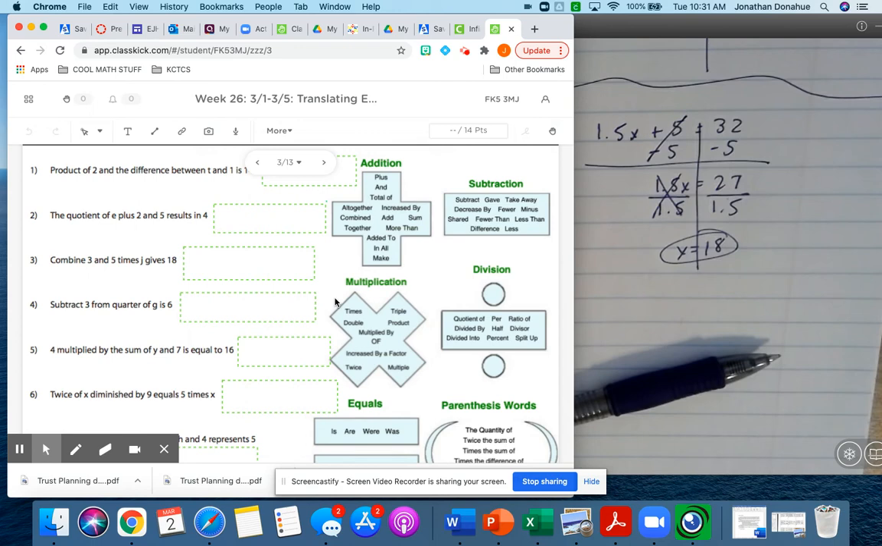All right, so let's choose 3 random ones. I'm going to do 3, 6, and 9, and then maybe we'll do a couple more. But you have to read these extra careful. All right.